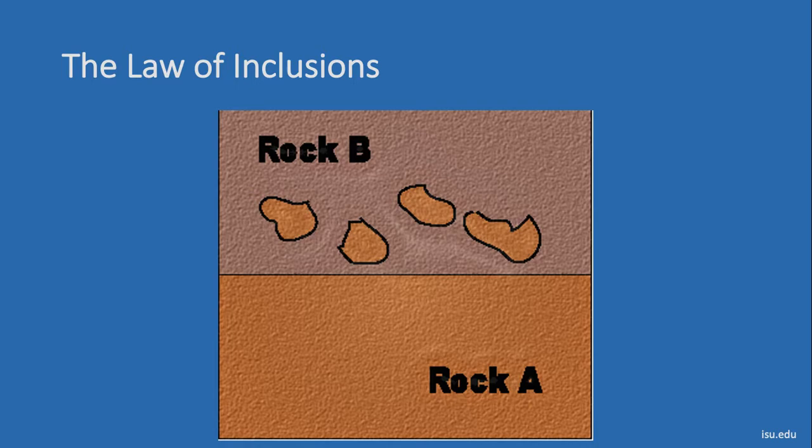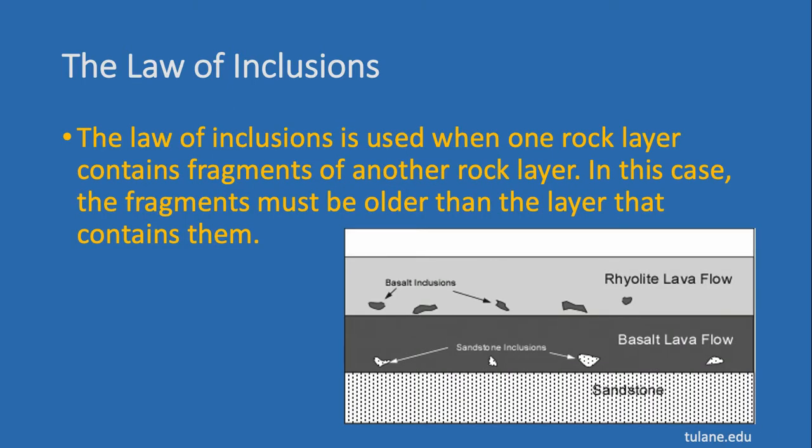And then there's the law of inclusion, when one layer contains pieces of another layer of rock. In this case, the fragments must be older than the layer that contains them. So in the picture, that rhyolite lava flow contains pieces of the basalt. That means the basalt is older. And the basalt contains pieces of the sandstone. That means the sandstone is older.